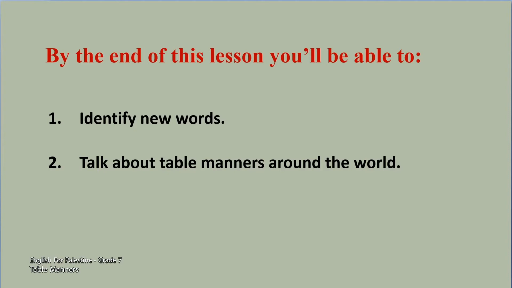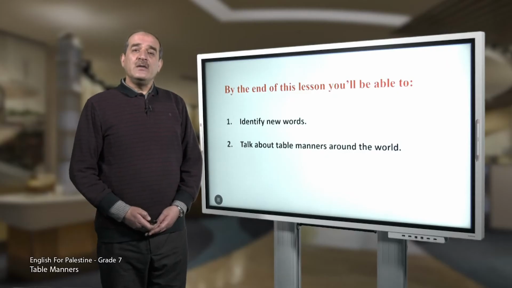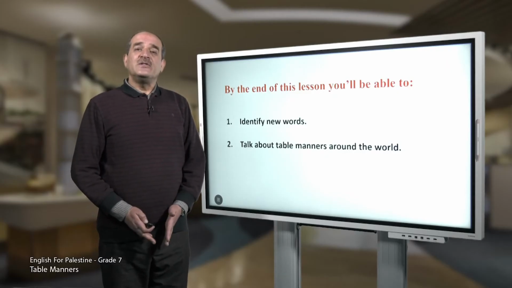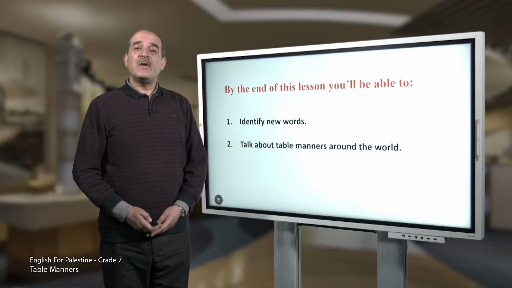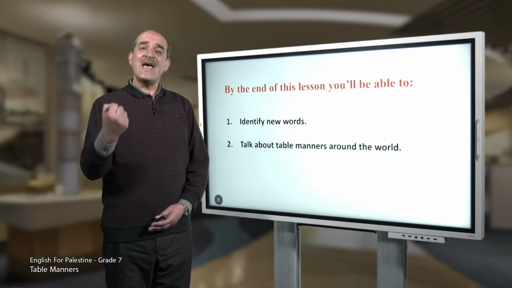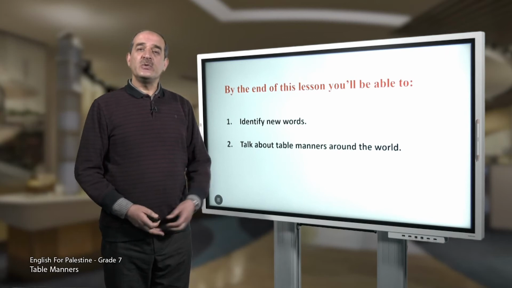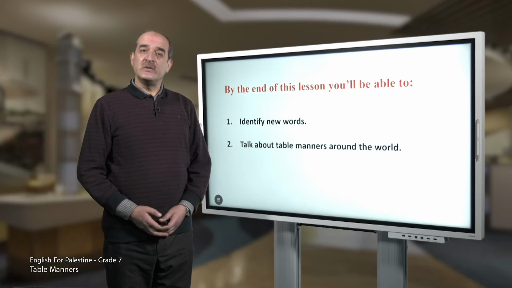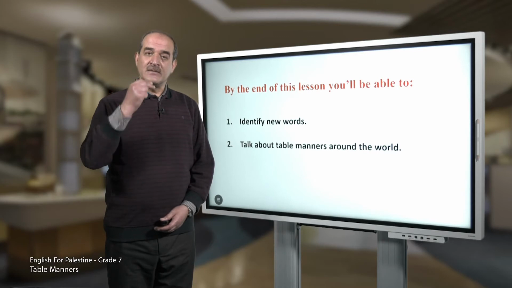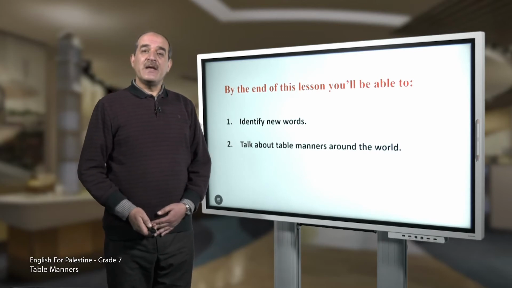What is meant by table manners? Table manners means table customs. You know, in Palestine, we eat in a different way than people in China have their food. We call this table manners. For example, in Palestine, we use our right hand. In other countries, they use their left hand. In Palestine, we use forks, spoons. In China, for example, they use chopsticks. So we call these table manners.